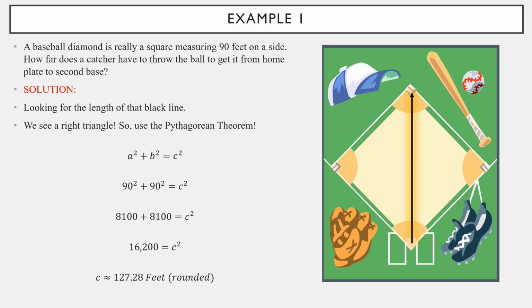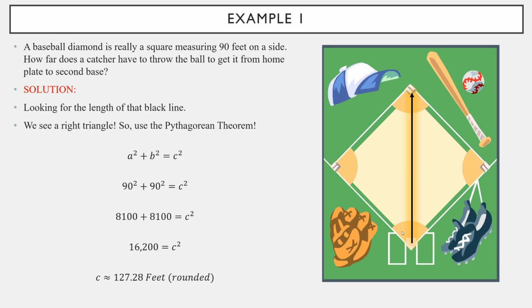I'm a sports guy, and baseball is my favorite sport, so I thought I'd pick this one. A baseball diamond is really a square measuring 90 feet on a side. So if you have home base, to get to first base is 90 feet. To get from first base to second base is another 90 feet. Second base to third base, this length right here, is 90 feet. And then back home is 90 feet.